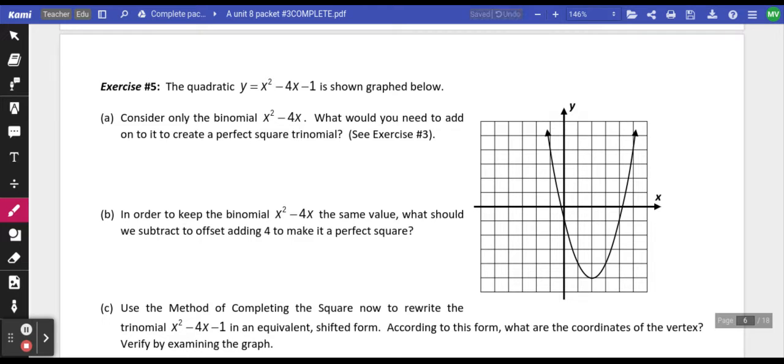So remember what we do is we take our b term, which is negative 4, and we divide that by 2, which gives me negative 2. And then I square that. So 4.